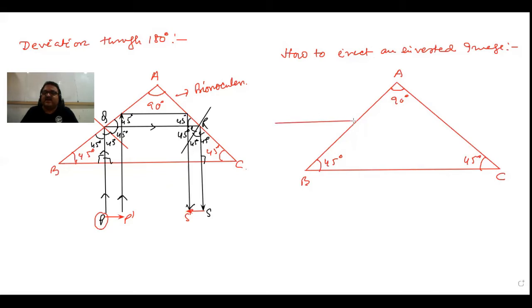I am taking a light ray which is incident on the surface AB like this, meaning parallel to the base. Now, what will happen? Before doing anything further, as I told you previously also, you have to complete the normal first, correct? So draw the normal.